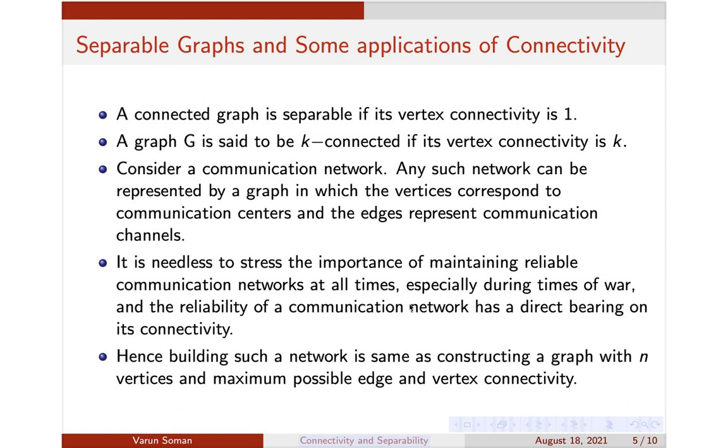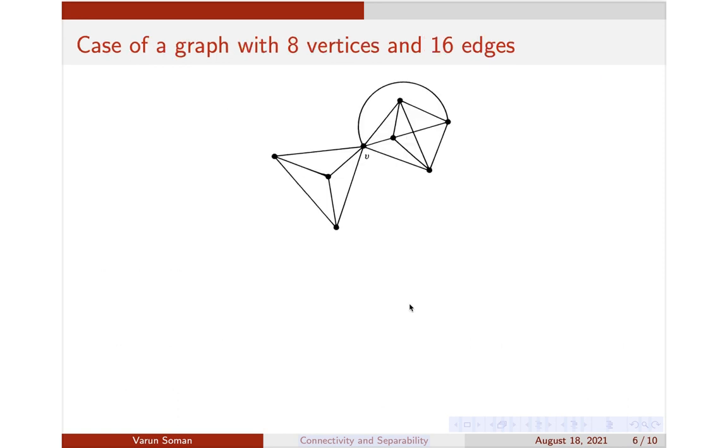Okay, so as we move forward, you can see this example here. There is a graph with 8 vertices and 16 edges. Here I would like to stress the point that given a graph with n vertices and e edges, we can devise many graphs having different edge connectivities and vertex connectivities. But the main focus for us would be to construct a graph in such a way that its vertex connectivity and also edge connectivity is more.